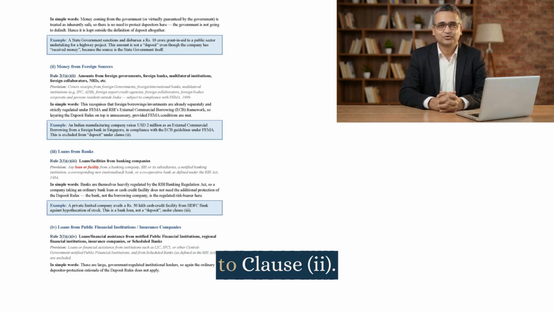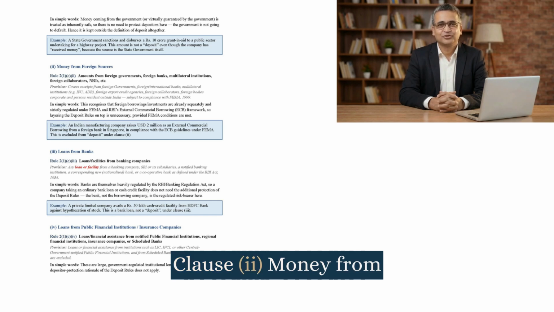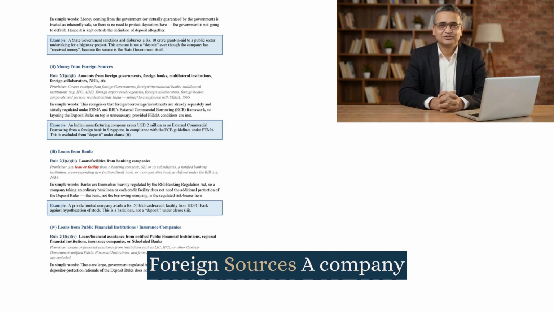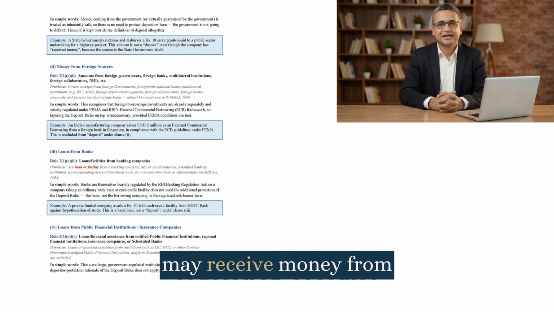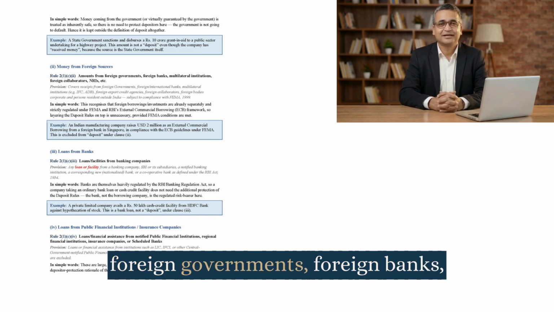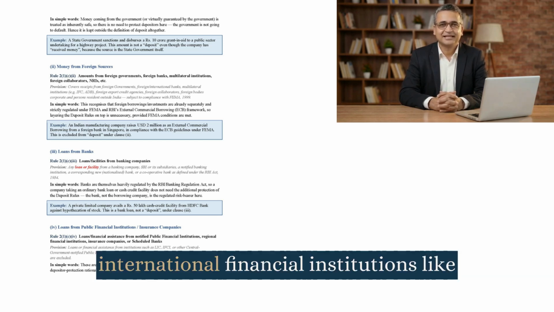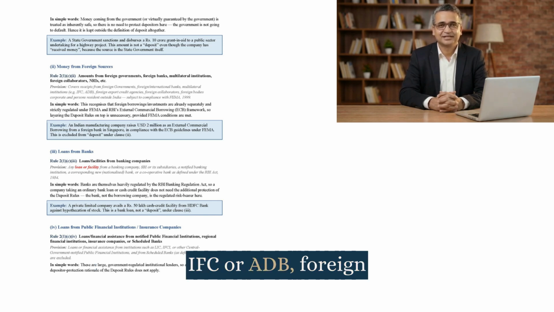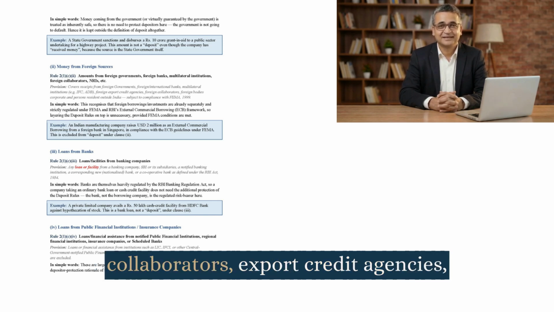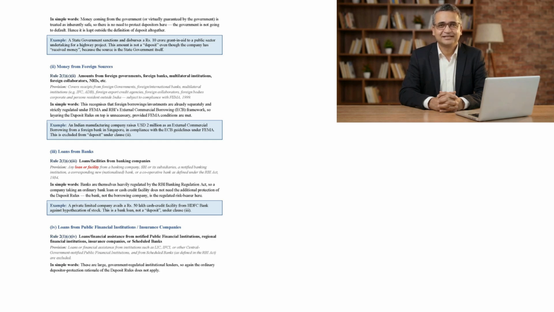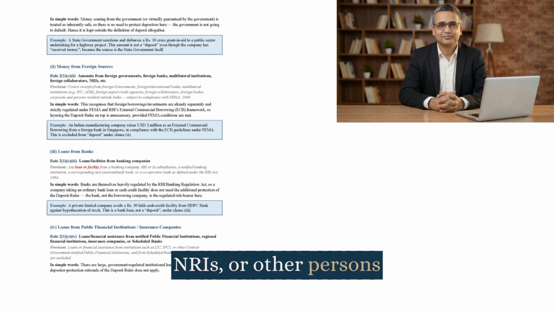Now let us move to Clause 2. Clause 2. Money from foreign sources. A company may receive money from foreign governments, foreign banks, international financial institutions like IFC or ADB, foreign collaborators, export credit agencies, NRIs, or other persons resident outside India.